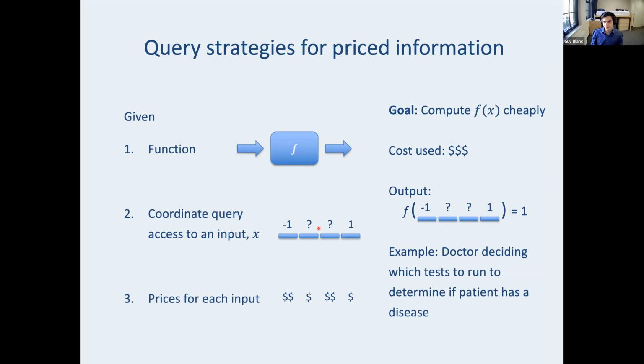I should also say, if these prices are constant, this is essentially the task of building a decision tree. But then it gets a little more complicated if you can have variable prices for each bit. Any questions about the setup here?